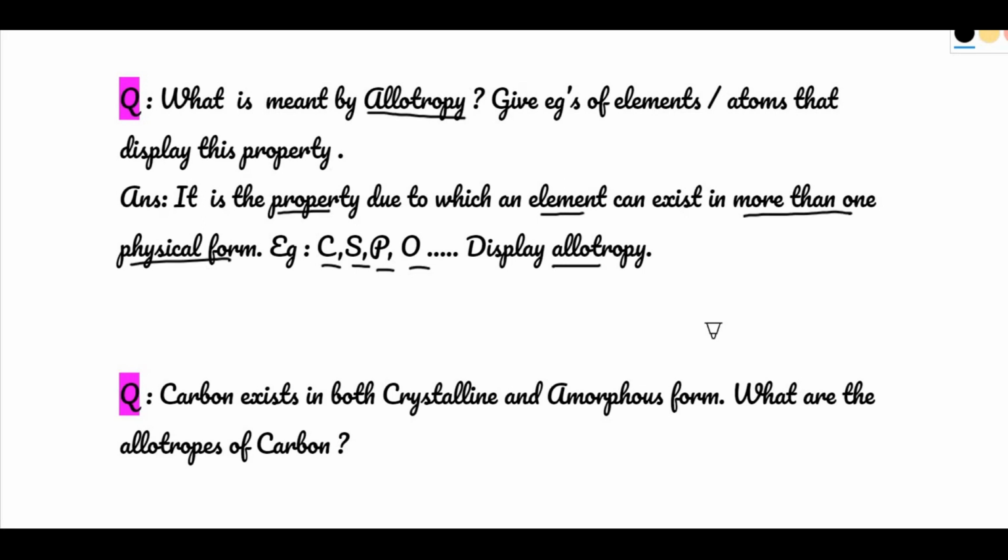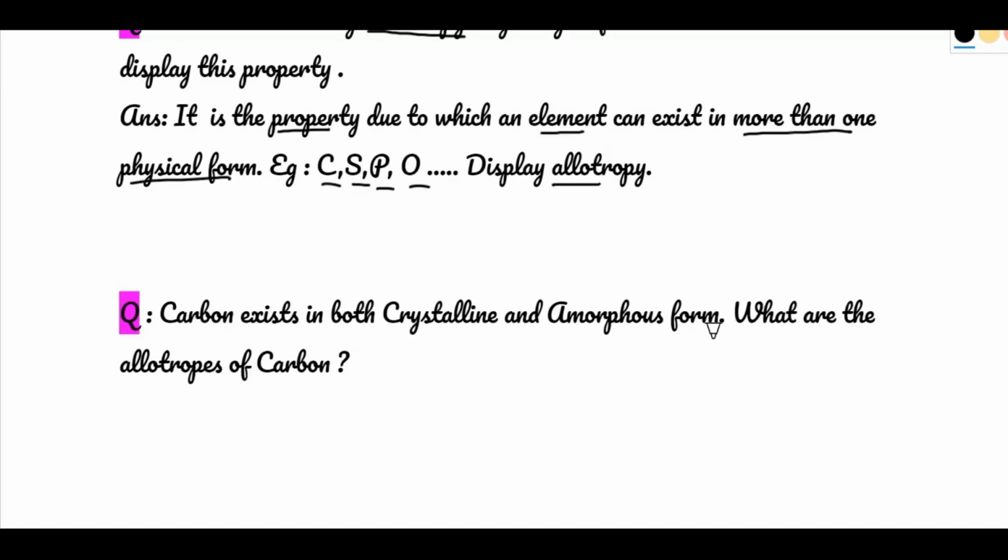Graphite is a two-dimensional layered hexagonal structure. Hexagons are connected, and every carbon is connected to three other carbons in hexagonal layers. That is graphite. Buckminster fullerenes are pentagons connected to hexagons. Every pentagon is connected to six hexagons to form a football structure. That was about allotropy of carbon.